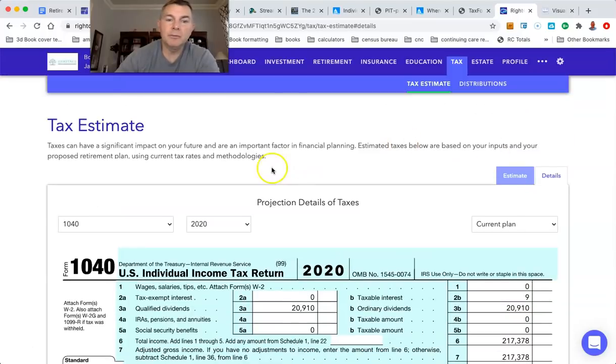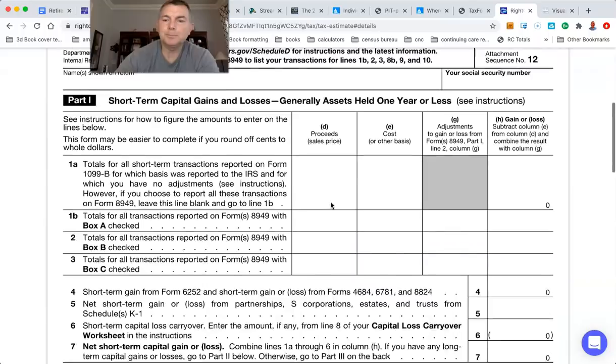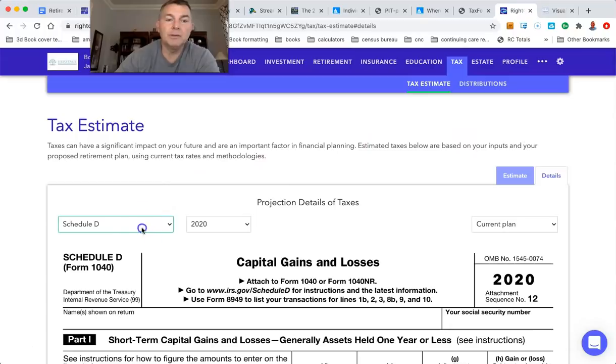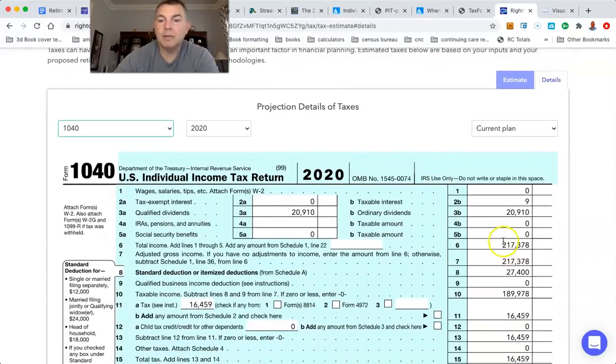Where do we get that income from? We go to 1040. I think it's Schedule D is capital gains. Yep. And you can scroll down here. They got total for long-term transactions right there. A gain. $196,000 of gains because they had no cost basis. Add that to their dividends and qualified dividends and long-term capital gains, $217,000 all told.